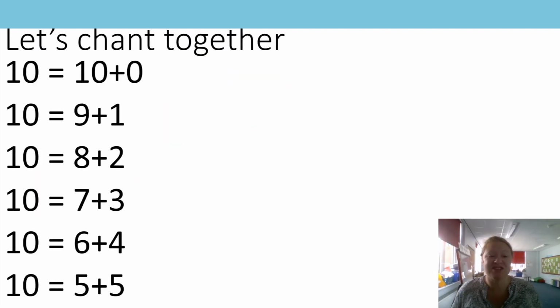So now we're going to practice a chant that helps us to remember our number bonds to 10, our pairs of numbers that go together to make 10. Now this chant was taught to me by a teacher from Shanghai called Grace, so thank you for this, Grace. If you practice this at home, this will really help you to remember which numbers go together to make 10. Are you ready? We start by clapping.